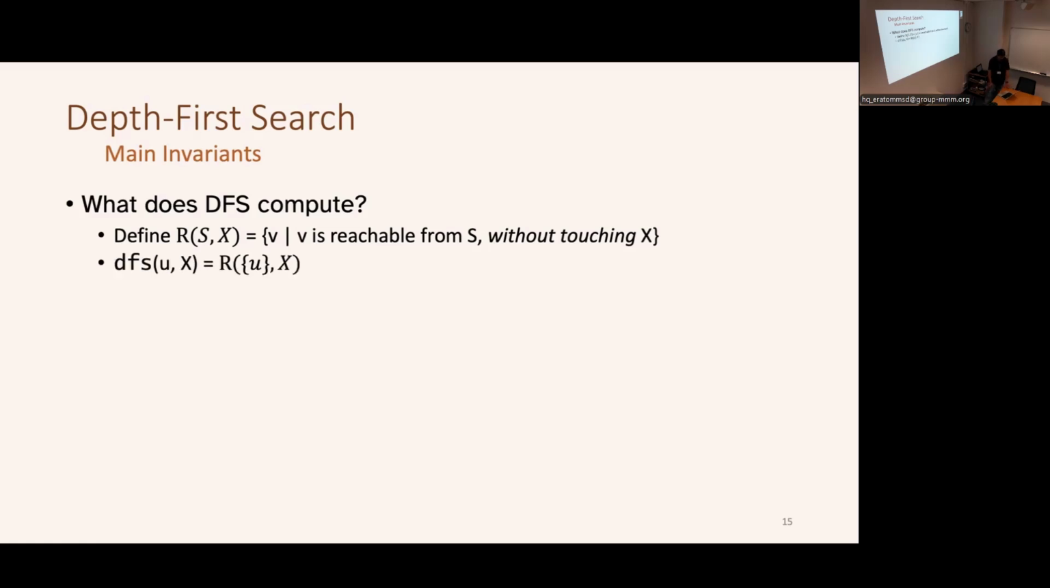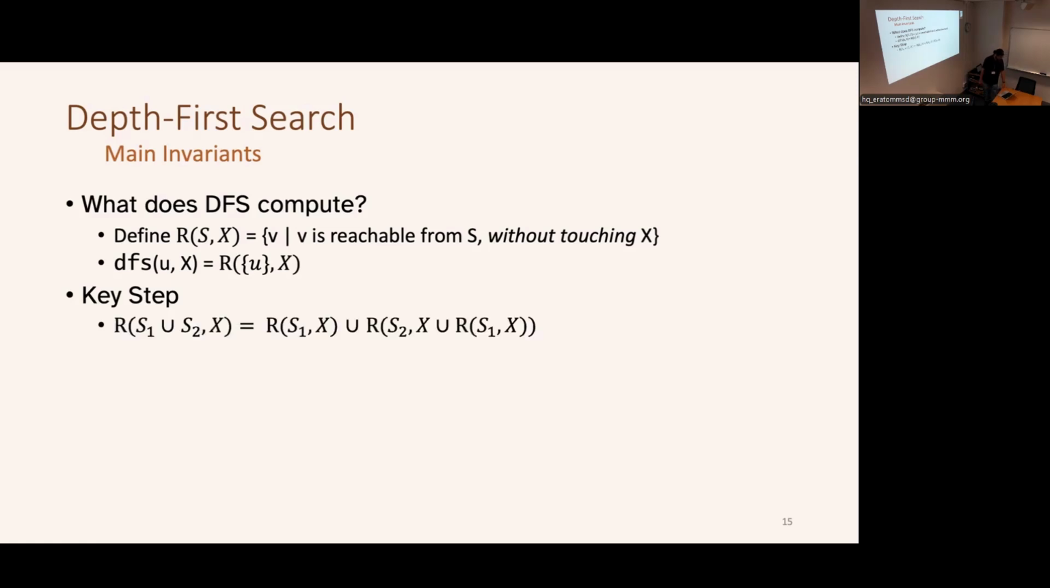So the DFS computes this. In particular, it computes all the vertices from a given set U, which do not touch X. There are certain key steps, some lemmas we had to prove for the correctness of DFS. And I will just summarize them briefly.